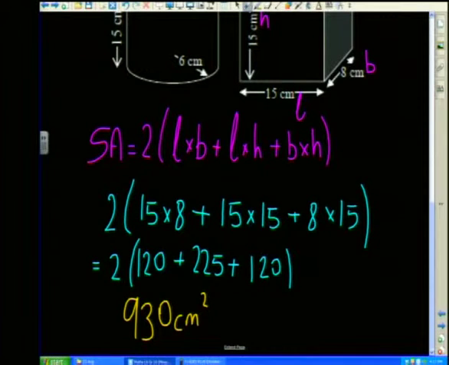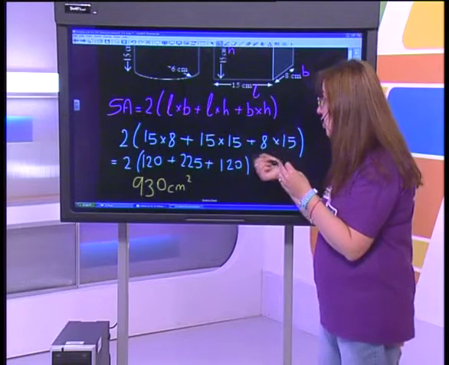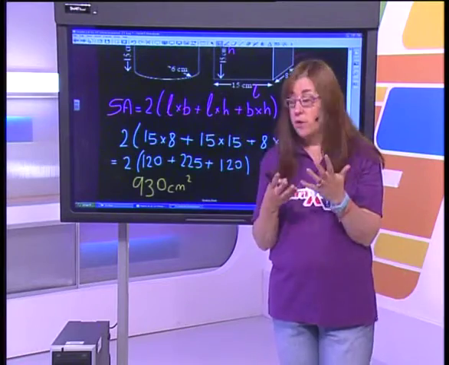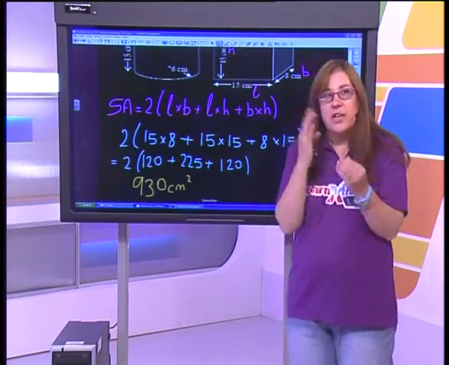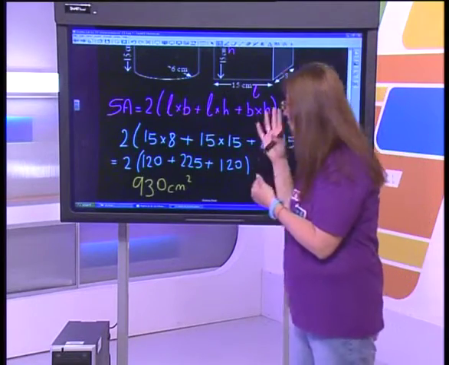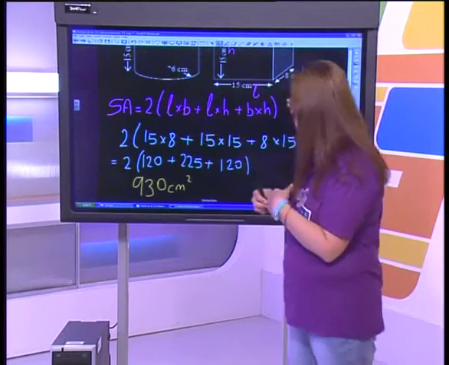Okay, so it's important that you put the units in because you could lose marks for not having your units. And it's important that you work neatly and methodically and that your teacher can actually understand what you are doing and to follow your train of thought.